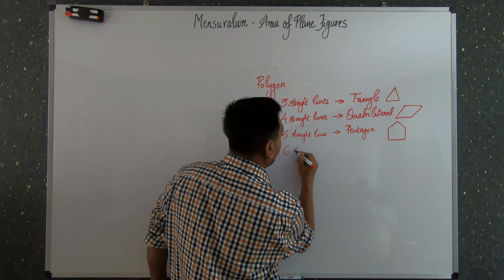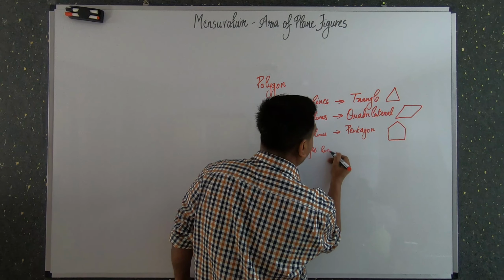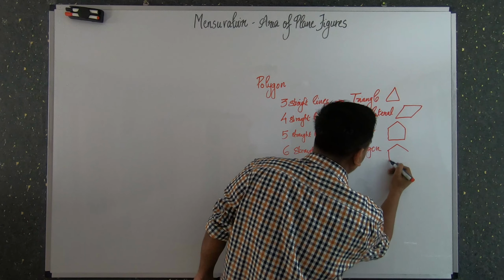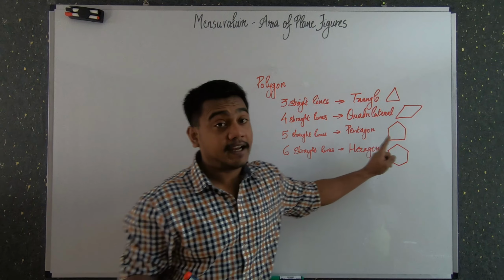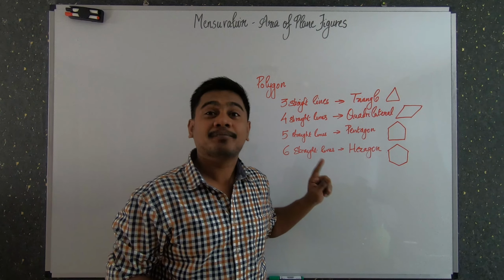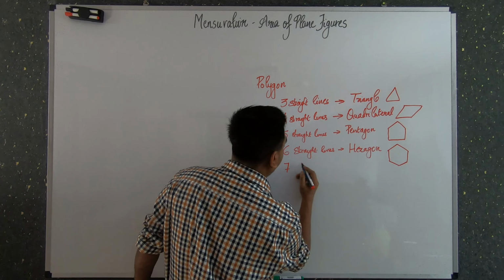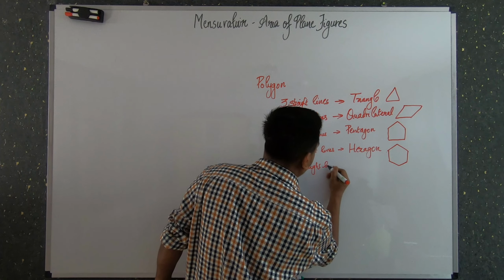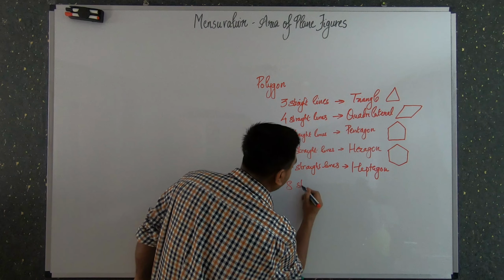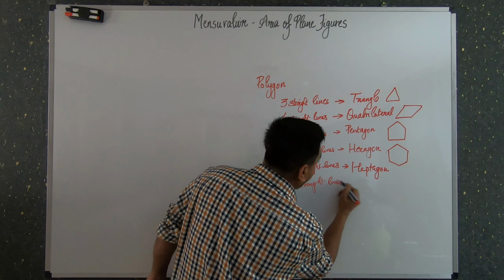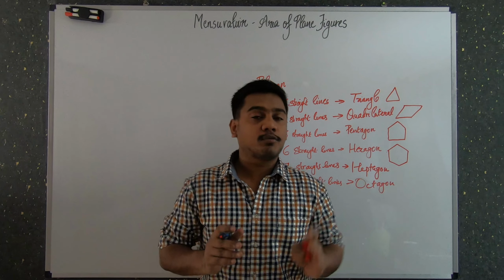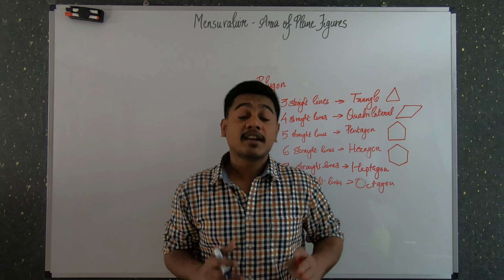And when it has six straight lines, what would it be? We can say it is a hexagon. A hexagon is somewhat similar to this one: 1, 2, 3, 4, 5, 6. You can see that six straight lines are enclosed. So when we get a plane figure bounded with six straight lines, we say it is a hexagon. Now what about seven straight lines? I'm not drawing the figure, it is a heptagon. When it is eight straight lines, we say it is an octagon, and then nonagon, decagon and so on. So this is what a polygon is. Once more, a polygon is a closed plane figure bounded with straight lines.